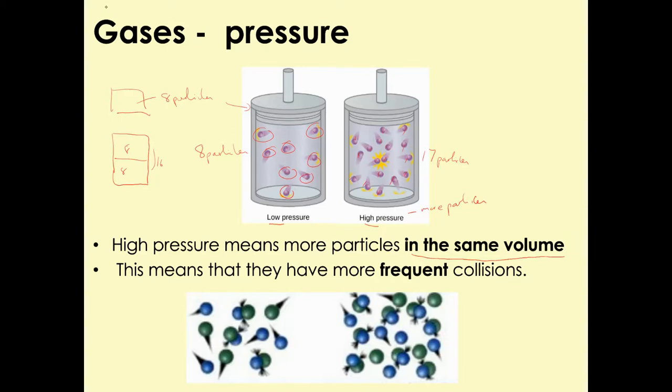And because you've got more particles in the same volume, that means that they've got more frequent collisions. Again, that word's in bold because we need to use that in an exam. The best way to think about this is that if it's more crowded, there's going to be more frequent collisions. If I got you all to walk around our classroom, you could probably do it without bumping into each other. If I open the door to the next lab and let the next class come in, there's twice as many people, so it's more likely that you're going to get more frequent collisions because it's more crowded.